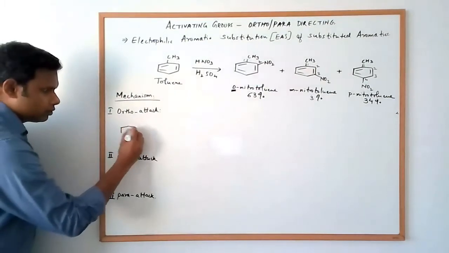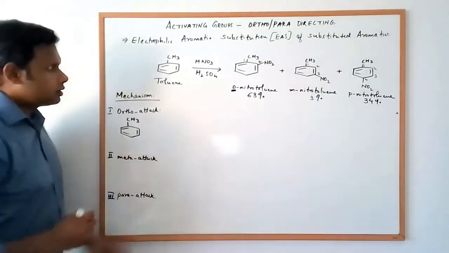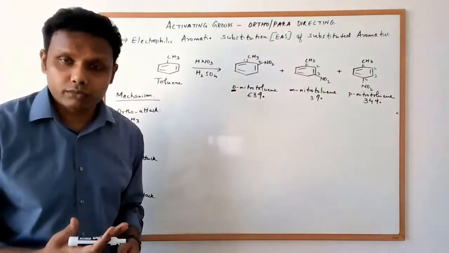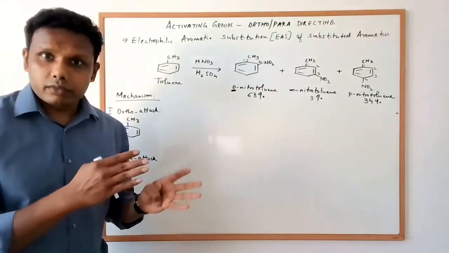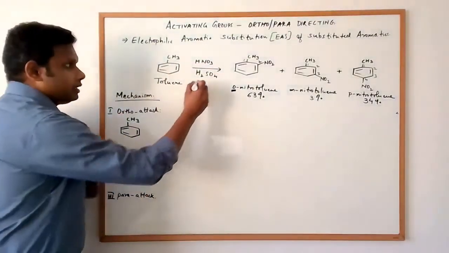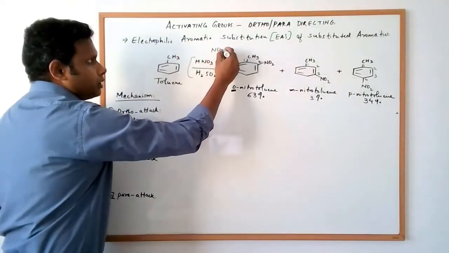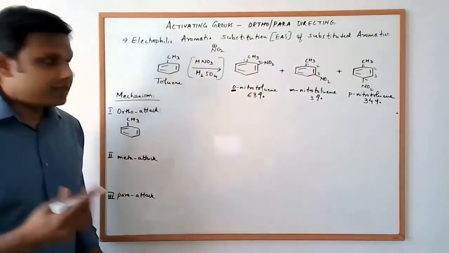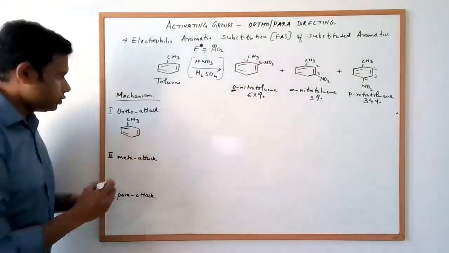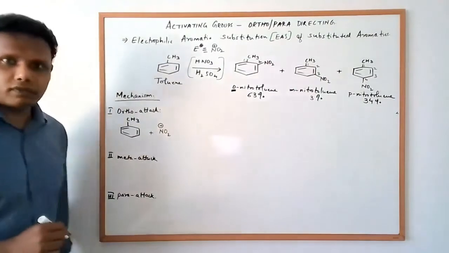So if I start with toluene, and we are considering the formation of the orthonitrotoluene product. Recollect from an earlier video that when we do a nitration reaction, the electrophile that's formed under these conditions is a nitronium ion, NO2+. That's the electrophile under these conditions. So we're going to consider the nitronium ion here, NO2+, that's our electrophile.